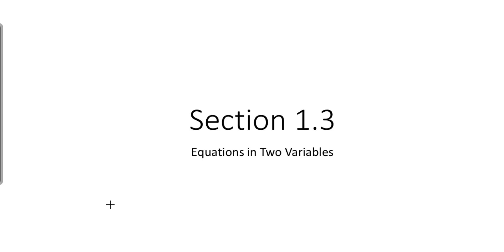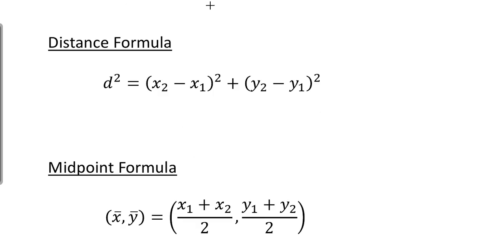In this video, we will be covering section 1.3 of college algebra on equations of two variables. The first topic in this section is, given 2 points, finding the distance between those 2 points or finding the midpoint between those 2 points.